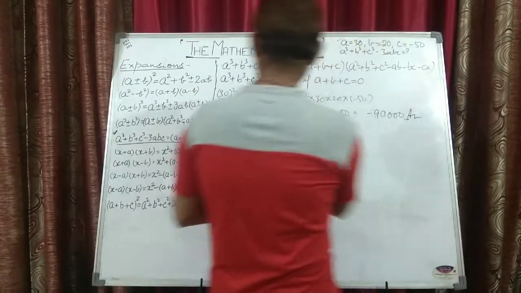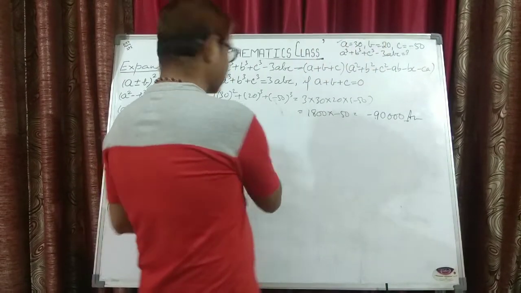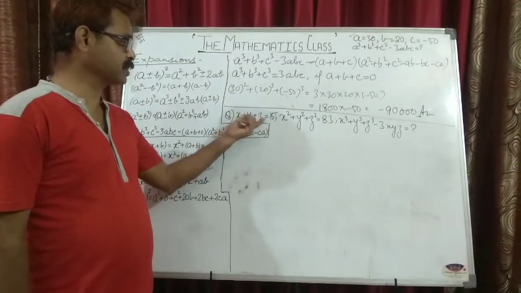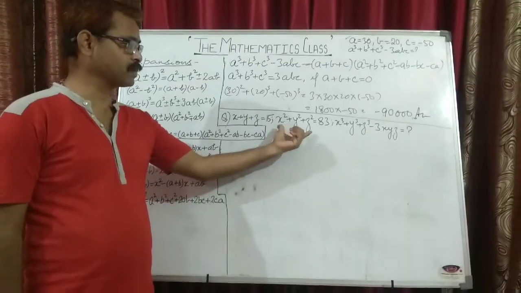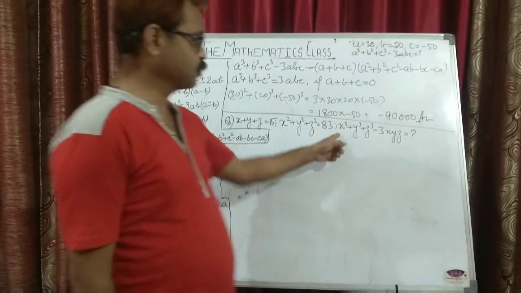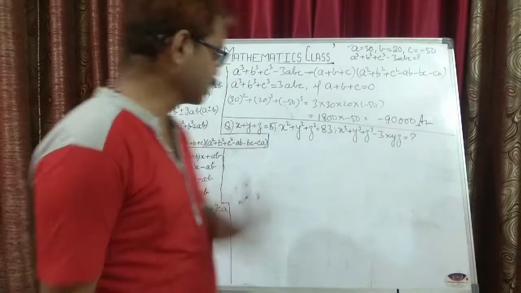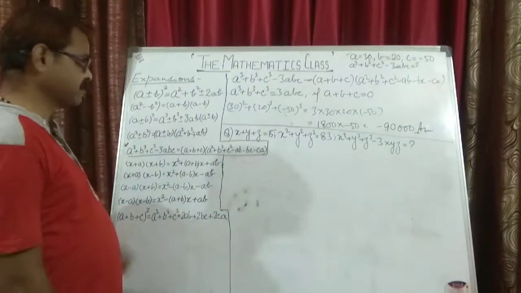Now we will be taking the next question. Next question I am taking: x plus y plus z is equal to 15, x square plus y square plus z square is equal to 83, and you have to find the value of x cube plus y cube plus z cube minus 3xyz. So again we will be using the same formula.